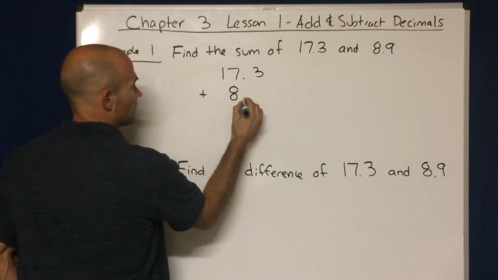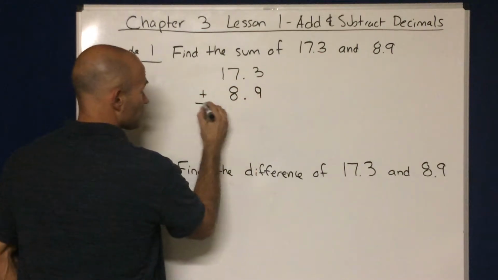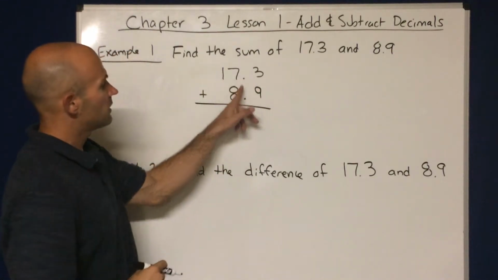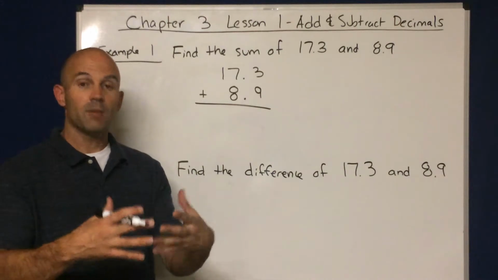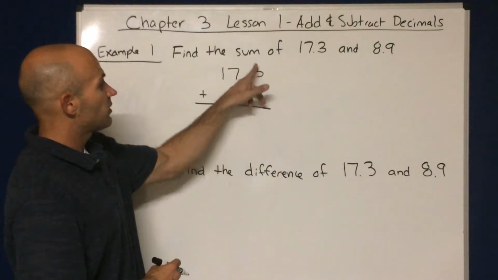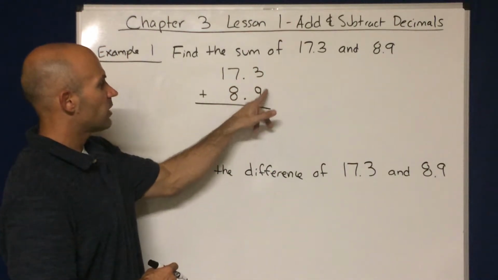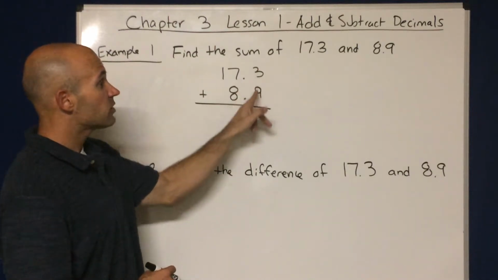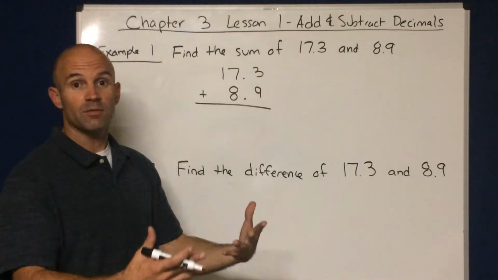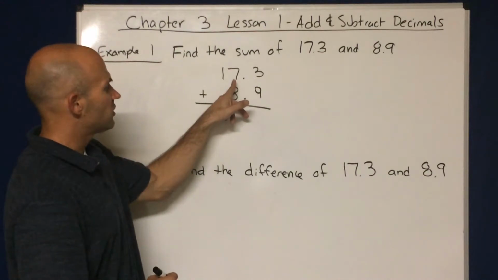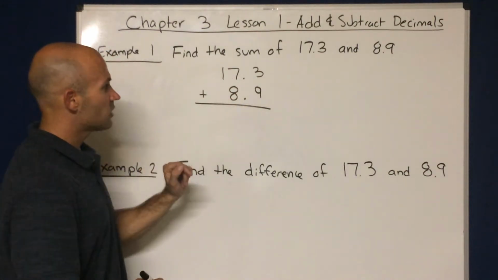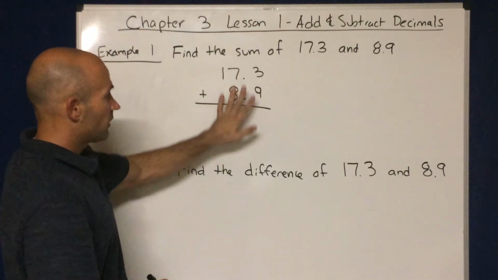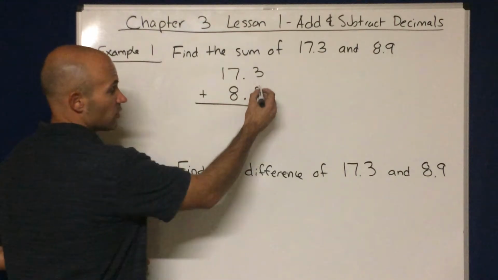So I'll write down my 17.3 and 8.9. My decimal places need to be lined up because when you're combining these terms, they need to represent the same value. So this is representing 3/10. This is representing 9/10. So we want to make sure to combine those two because they're representing the same value. This is in the ones position, 7 and 8, so we're lining those up as well. And then we have a 1 in the tens position. We've lined them up already. And then add as you normally would.